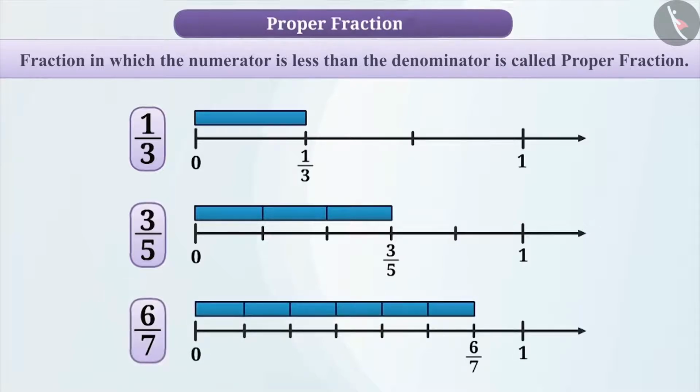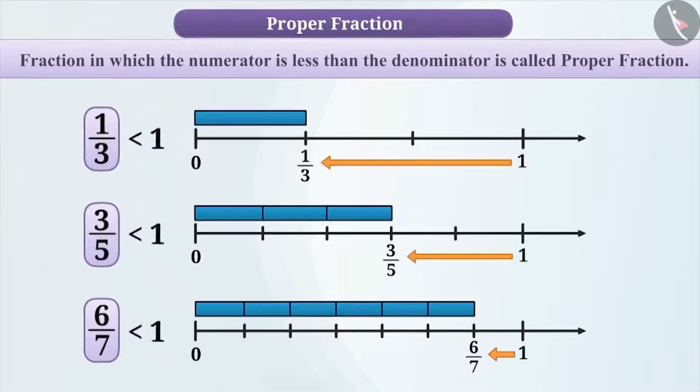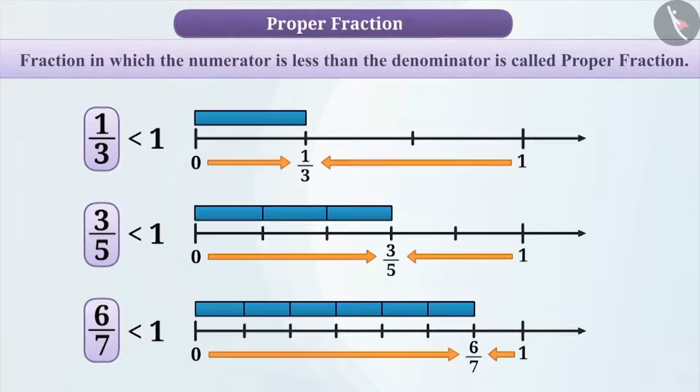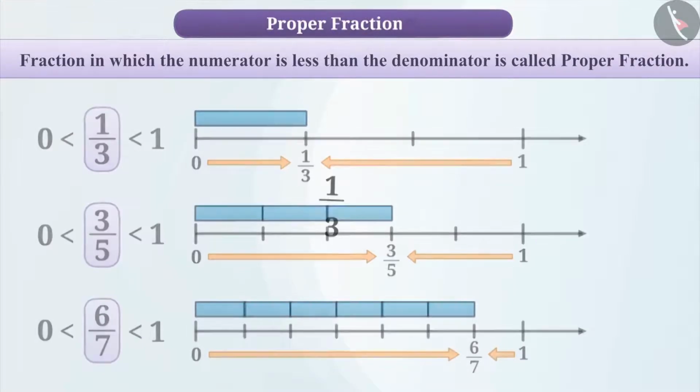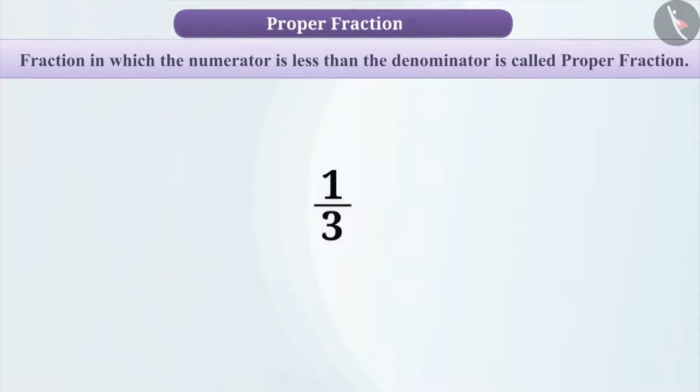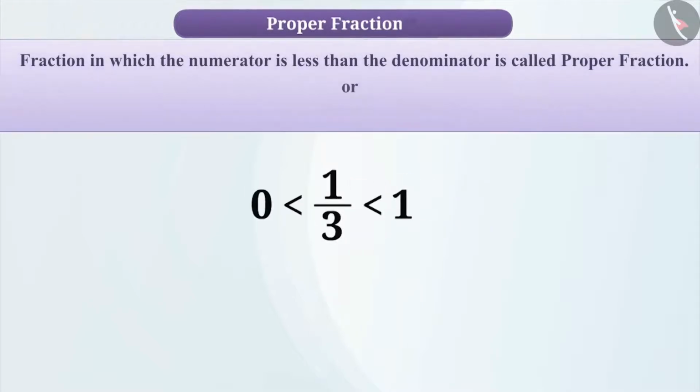If we observe these representations on number line, you must have understood that all fractions which are on the left side of 1 are smaller than 1 and all fractions which are on the right side of 0 are greater than 0. We can say that when denominator is greater than numerator, then the value of the fraction is greater than 0 but less than 1. Fraction whose value lies between 0 and 1 is called a proper fraction.